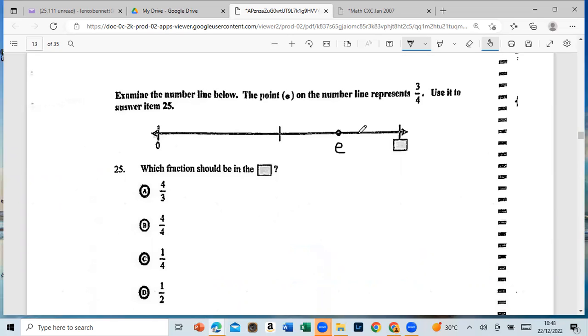So it says, examine the number line below. The point E on the number line is represented by 3/4. So when you get something here, guys, you put the information right away on the paper. When you're seeing it, it's so much easier than when you read it and just say, oh, that's a 3/4. It might slip you. All right. Which fraction would be in the box? So you're going to pick which of these would be in the box. So this is 3/4. Which fraction would go in the box for 25?